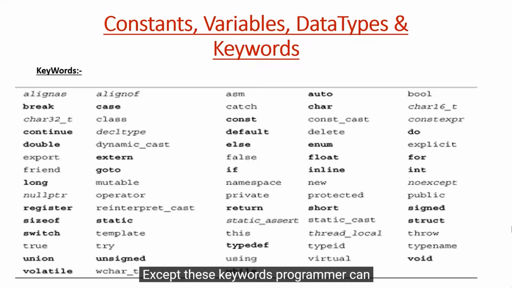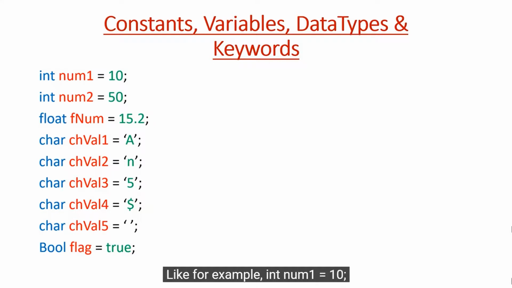Except these keywords, programmer can give any name, and while writing program, you will get to know all the meanings of these keywords. Now, using these keywords, let's understand how to declare variables and assign our data. Like for example, int num1 assigns 10, semicolon. In C++, each line is terminated with semicolon. So here, int is a keyword and num1 is a variable. The name of variable is decided by the programmer.